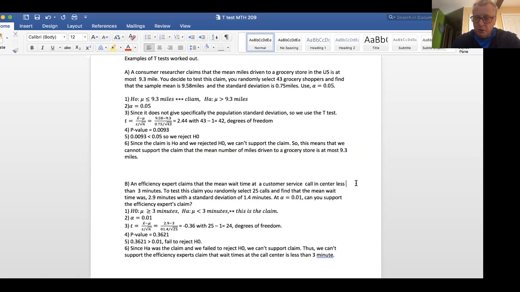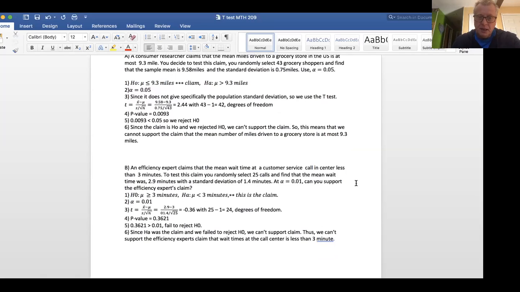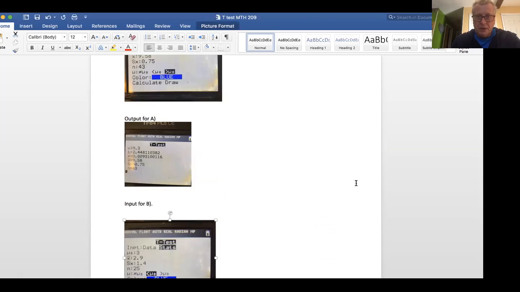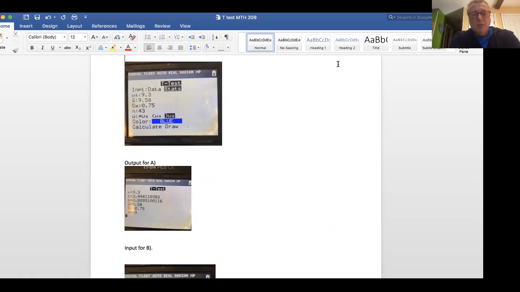Let's take a look at the output and input. So to get the input and output, let me scroll up here a little bit. We go to our stat key, we arrow over to tests, and we choose number 2, the t-test. Since the mean and standard deviation are calculated for us, we're going to use stats. We'll take a look at some examples a little bit later on when we use data, but for now we're using stats.